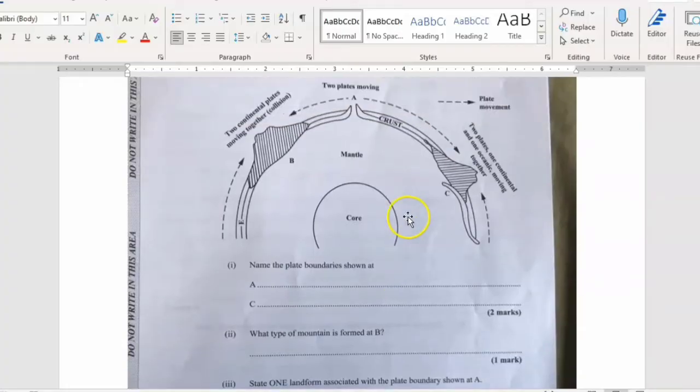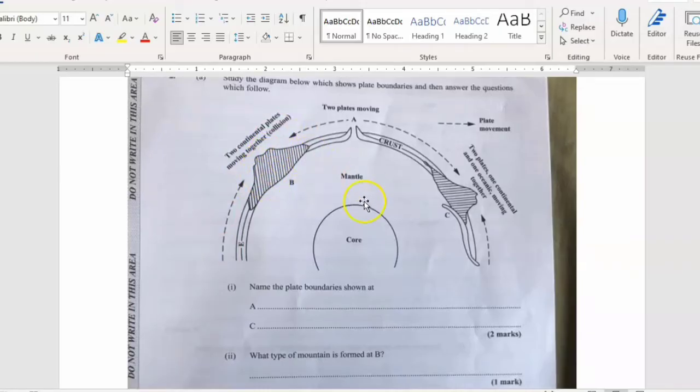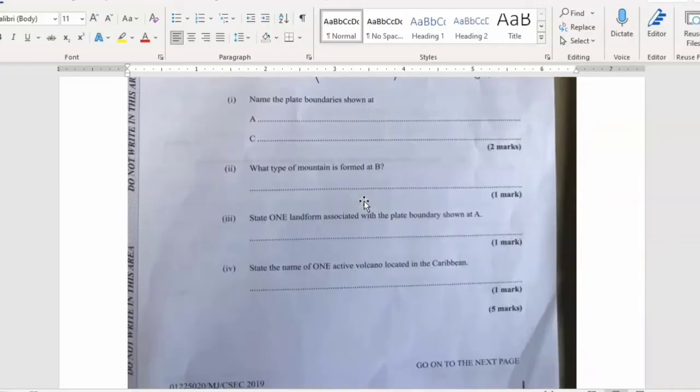Now part 2 asks what type of mountain is formed at B. In order to determine the type of mountain that is formed, you need to look at the type of plate. So you have two plates coming towards each other, which means that there's a collision zone. And once you have a collision zone, it means that fold mountains will be formed within that region.